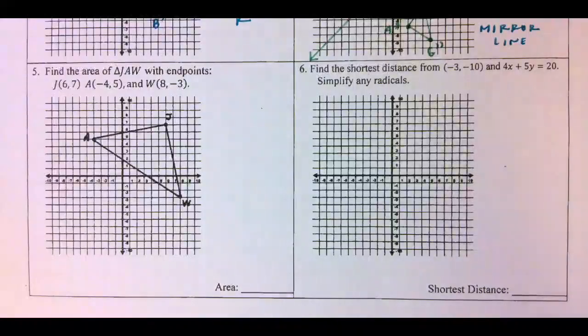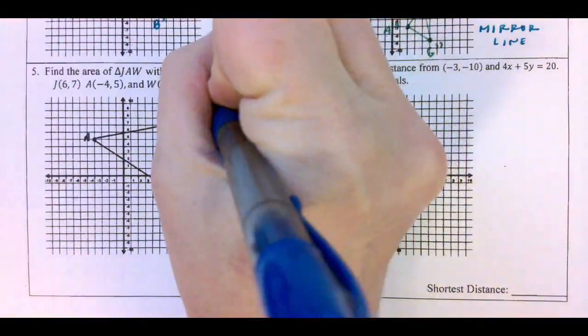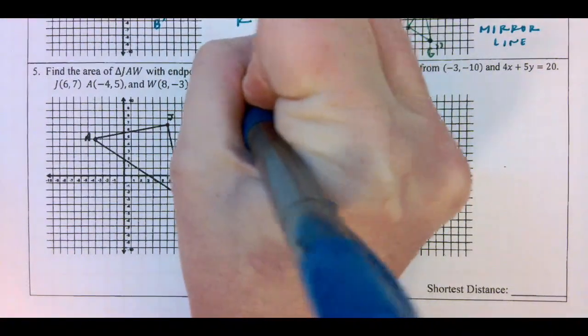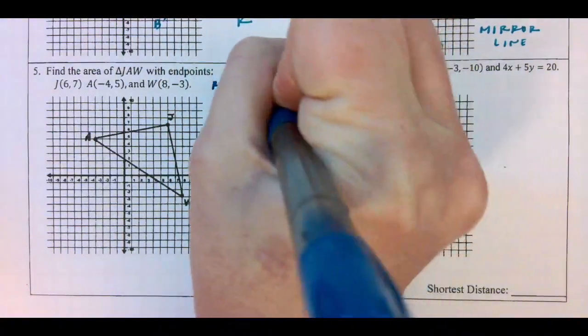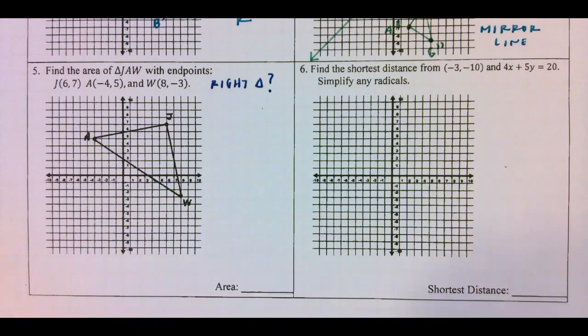All right, next one here, I'm saying find the area of this triangle with these endpoints. So the first thing that I would think when I look at this is, is this a right triangle? It's a question I would ask myself. How would I know if it's right? Well, I know it's right if I can find a pair of slopes that are opposite reciprocals, right? Those would be perpendicular pathways that would create a right angle.